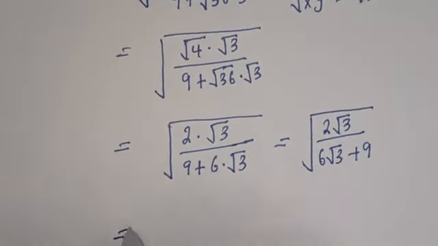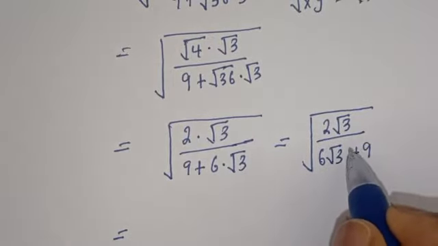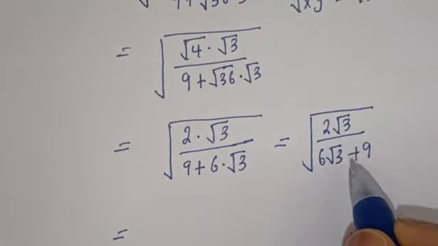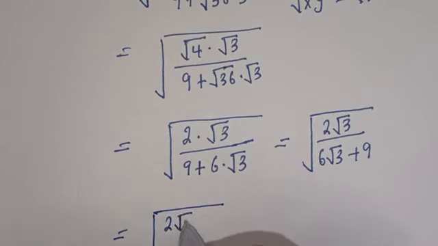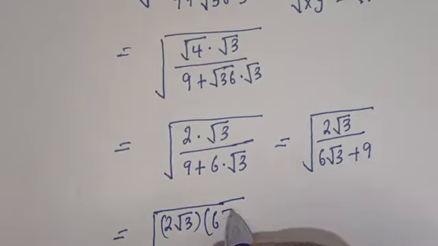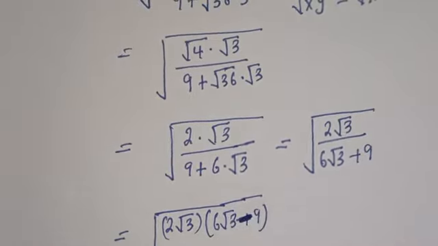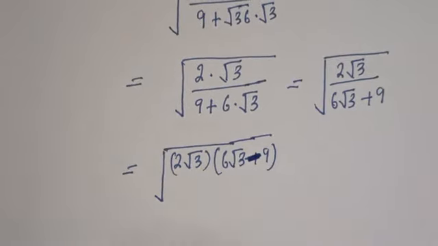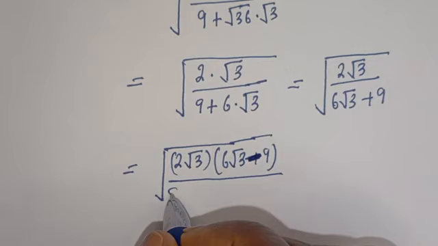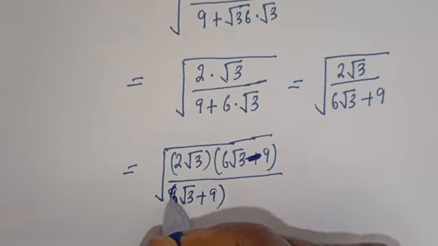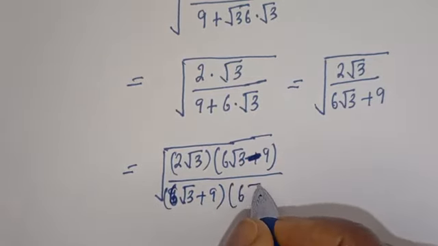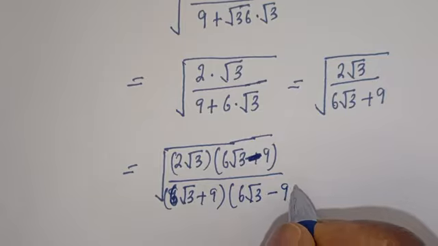Then this is equal to, we can now rationalize this by multiplying the numerator and denominator by the conjugate of this denominator. That is, we have square root of 2 root 3 multiplied by 6 root 3 minus 9, divided by 6 root 3 plus 9 multiplied by 6 root 3 minus 9.